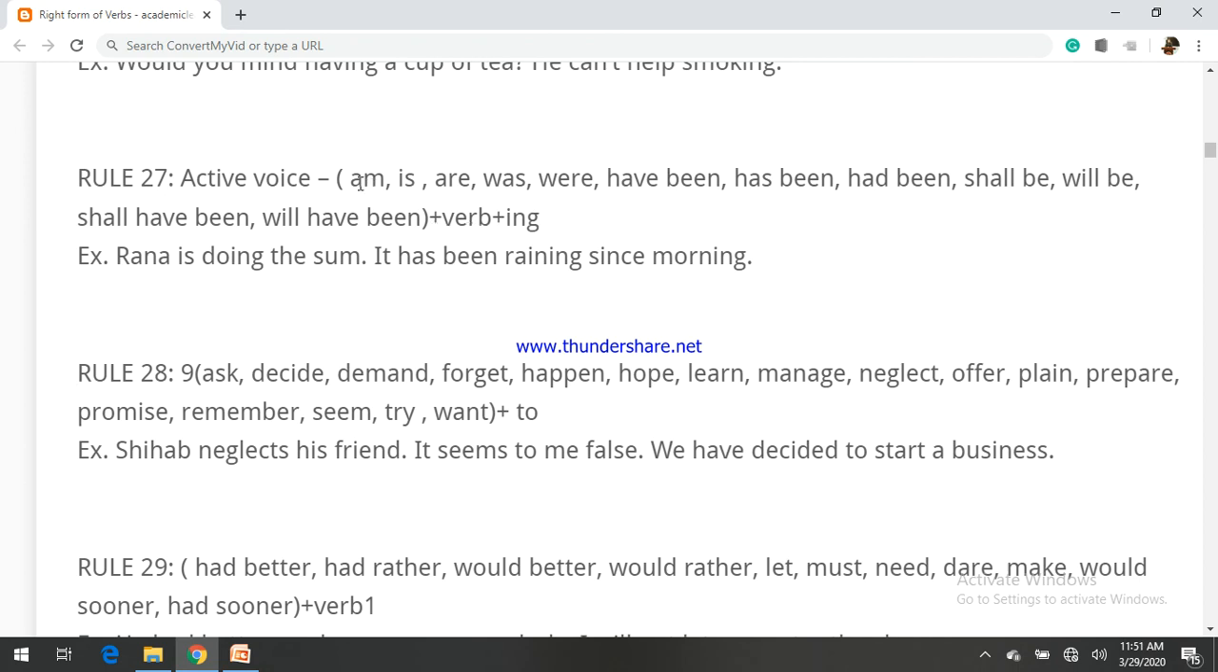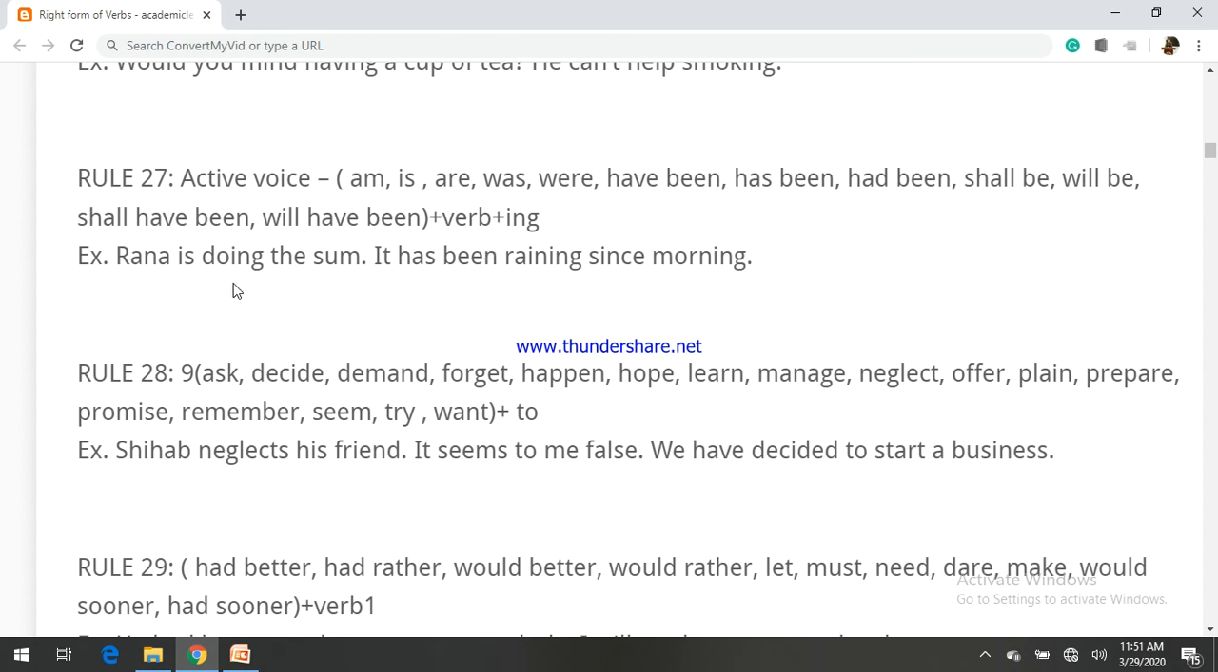Let's say in tense, you have seen that these words are used in continuous tenses. Present continuous: am, is, are. Past continuous: was, were. Have been or has been: present perfect continuous. Had been: past perfect continuous. Shall be, will be: future continuous. Shall have been, will have been: future perfect continuous. That means after these words you have to use verb plus ing, because all continuous tenses follow verb plus ing.